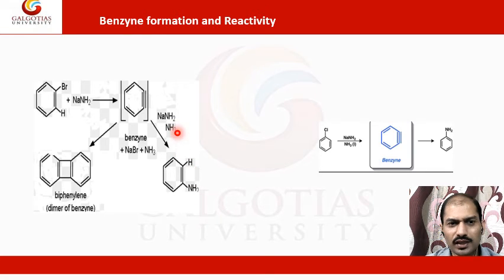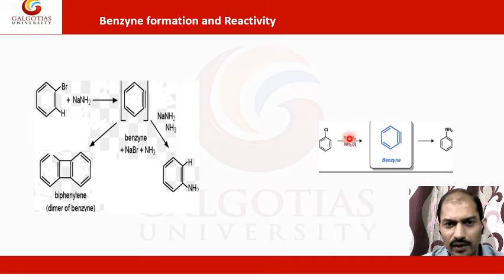So this makes amino compounds, amino groups, in the presence of ammonia. It makes an aminobenzene, plus sodium bromide and ammonia. Biphenylene, a dimer of the benzene, has also been formed. Here two benzene rings get attached, so biphenyl groups have been formed, and it is a dimer of the benzene.